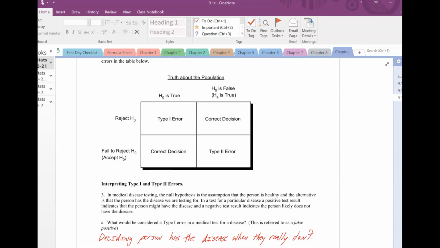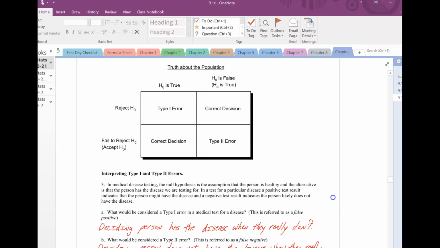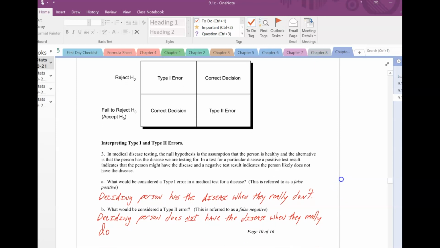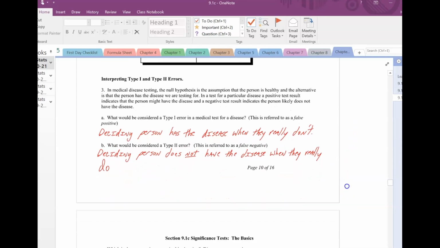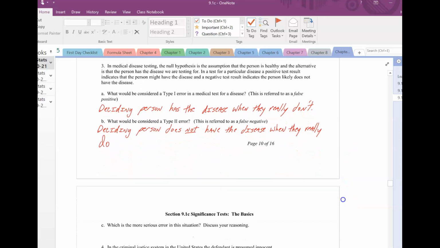So we would reject the idea that they're healthy. We'd say they have the disease, but actually they are healthy. How about a type 2 error? What would that be? Sometimes called a false negative. So a type 2 error is failing to reject the null hypothesis, which says the person is healthy, even though it is false. So we would actually decide that the person does not have the disease when they really do. Which one of those do you think is more serious?